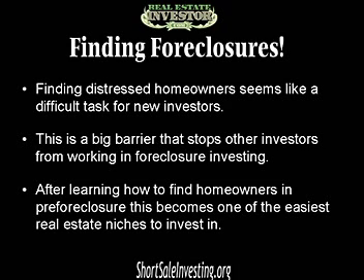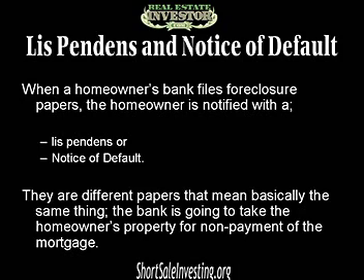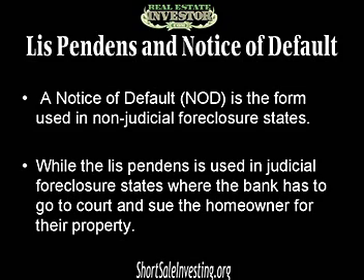When a homeowner's bank files foreclosure papers, the homeowner is notified with a lis pendens or notice of default. They are different papers that mean basically the same thing. The bank is going to take the homeowner's property for non-payment of the mortgage. A notice of default, or NOD, is the form of documentation used in non-judicial foreclosure states, while the lis pendens is used in judicial foreclosure states where the bank has to go to court and sue the homeowner for their property.